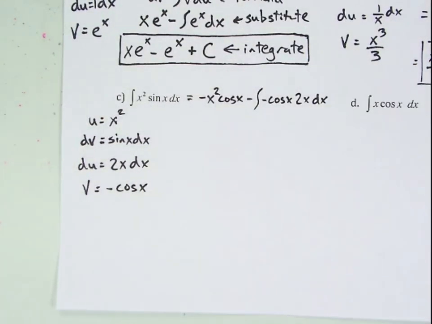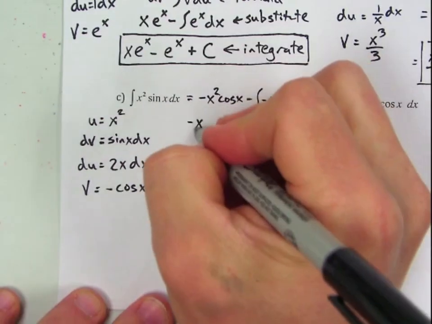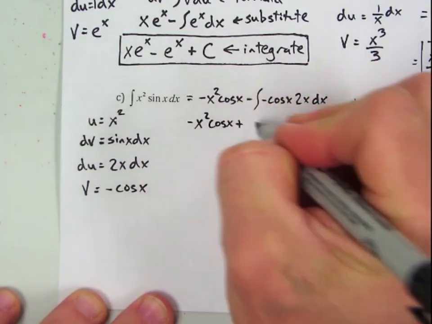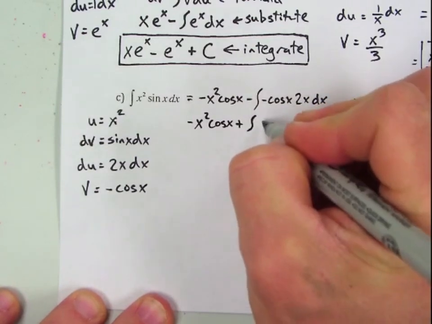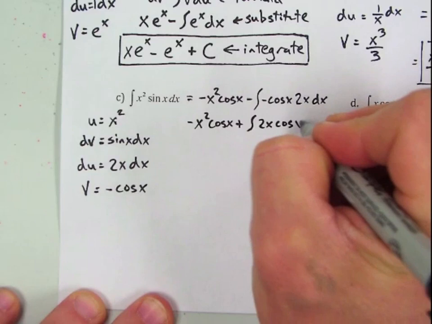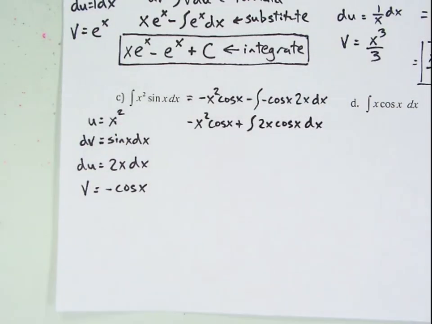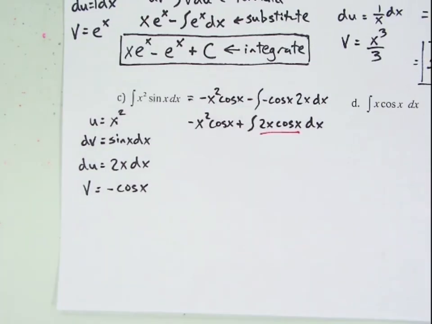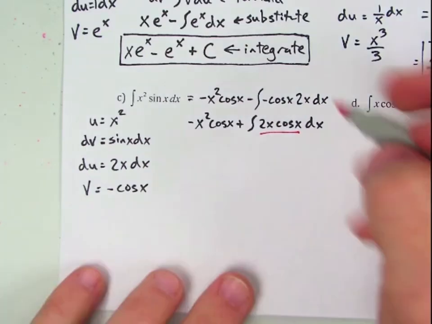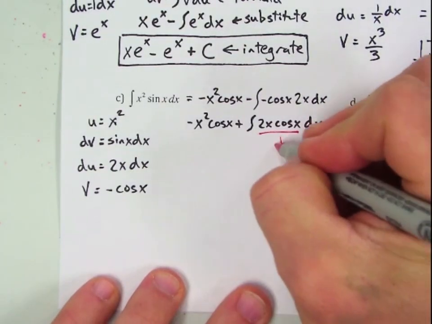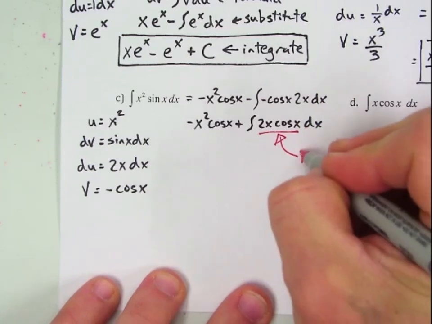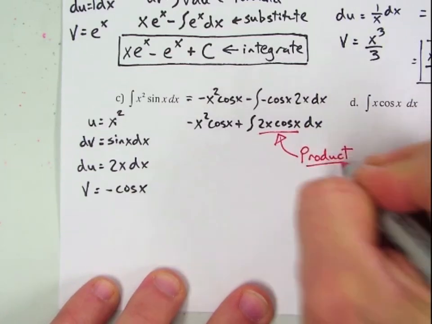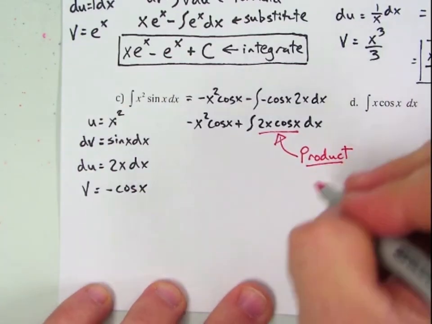Now we can take out the negative, so that just becomes plus the integral of 2x cosine x dx. Now when you look at this, can you integrate 2x cosine x? Do we have a function and then the derivative of another function? Notice we're taking the integral of a product. We have to do the same thing again. We're going to use integration by parts a second time.